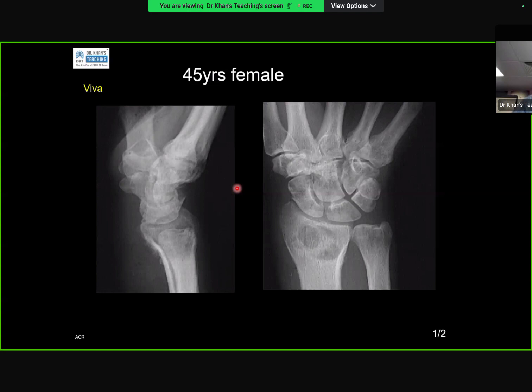Anything else in your differential? A giant cell tumor is not at this location. Usually it's subarticular, usually extends up to the lateral subarticular location. You said it is not in this location, what does that mean? You mean to say it is eccentric? Eccentric, yes, sir. Your lesion is not eccentric.